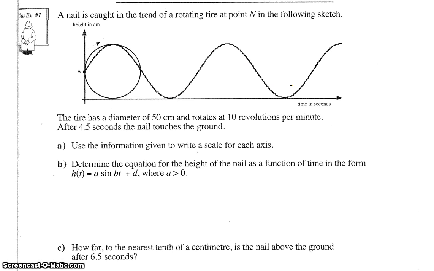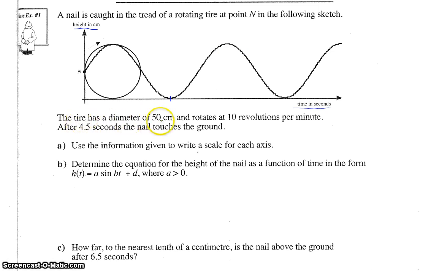So a nail is caught in the tread of a rotating tire at point N in the following sketch. So this circle is the tire and the nail is here. So the height, if you check out the y-axis, the height of that nail in centimeters, it would increase until it reached basically the top of the tire, and then as the tire rotated around, the nail would reach basically ground level, which would happen right here. And the horizontal axis is time in seconds. So it would take basically this amount of time to here for it to reach the ground and then back up to the top of the tire. Okay, let's see if we can scale the axes based on the information that they give us next.